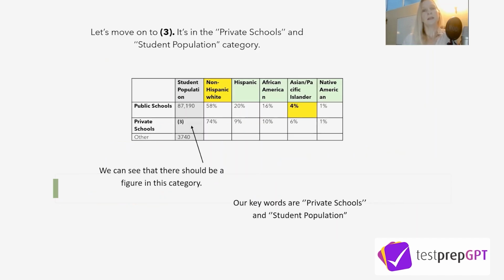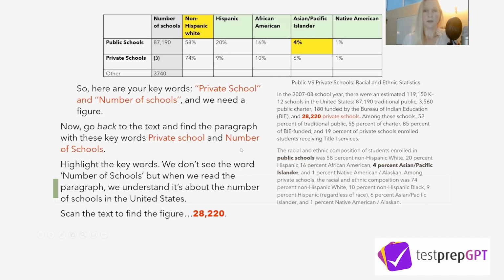So let's apply this to number 3. So when we look at number 3, the box that is missing, we see that it's under the category of student population or number of schools. We see that it's after private schools. And what else do we see? That's it. So let's take a look at the text. We found our keywords, private school and number of schools. And so we've highlighted that in paragraph 1.